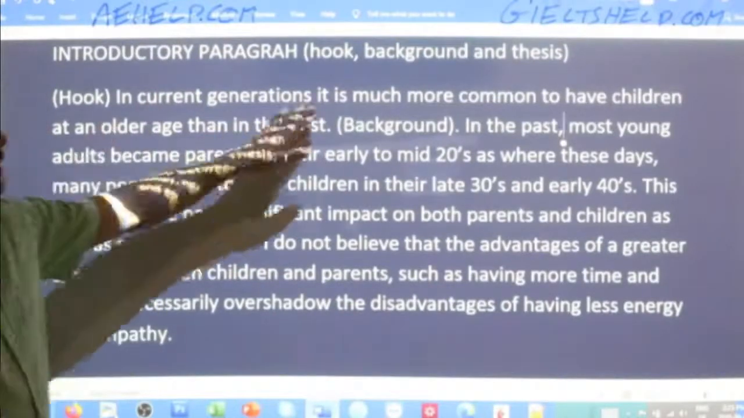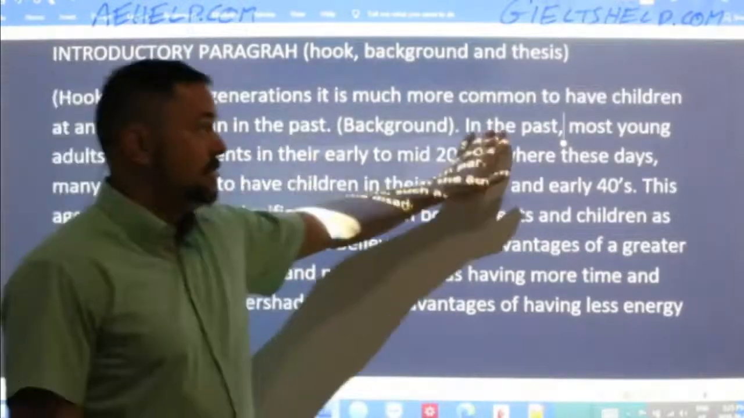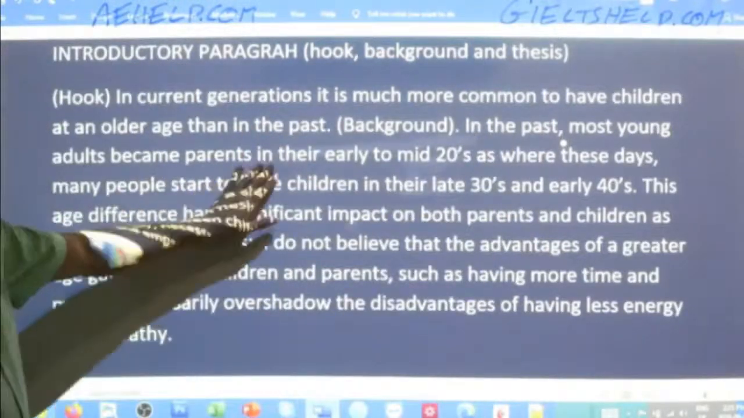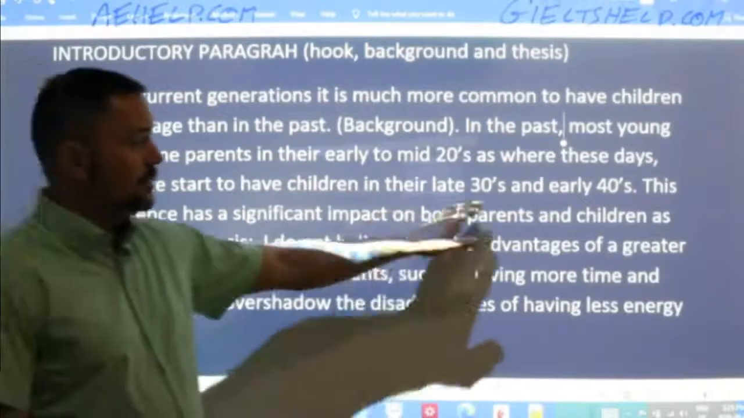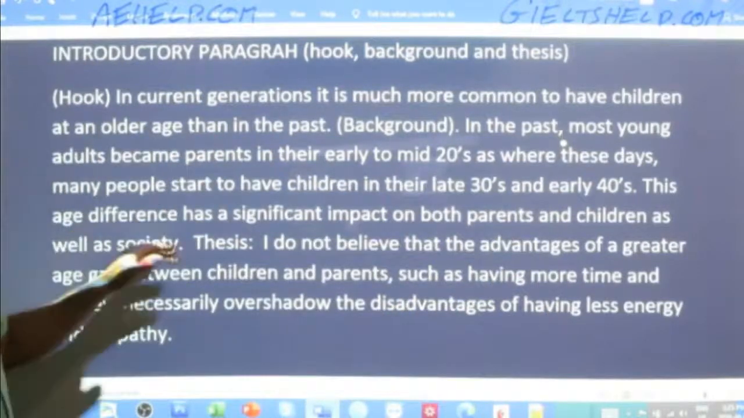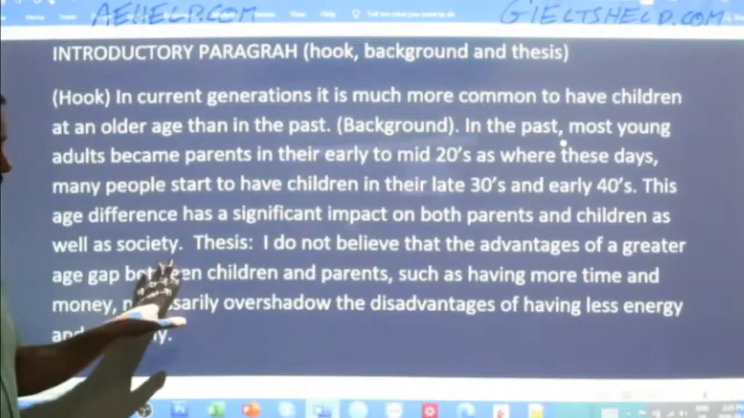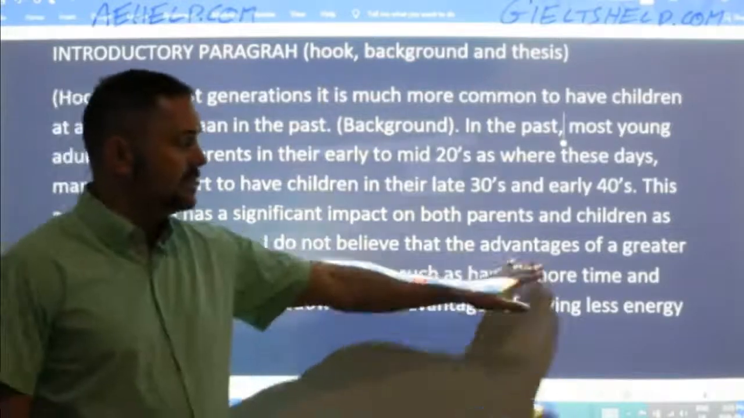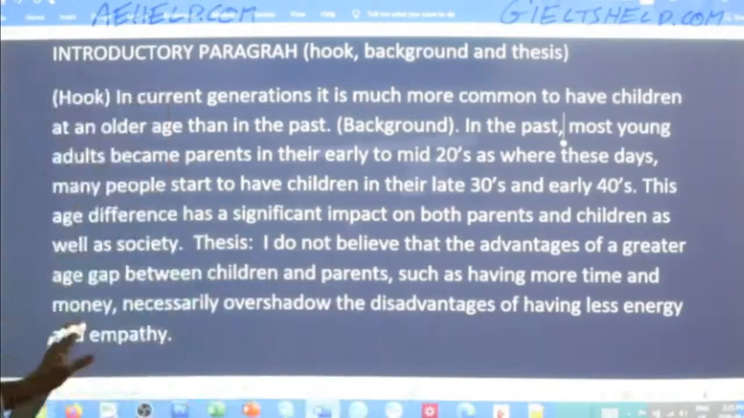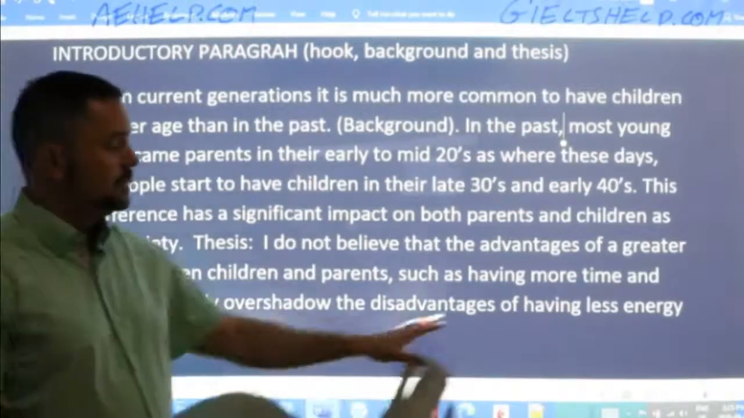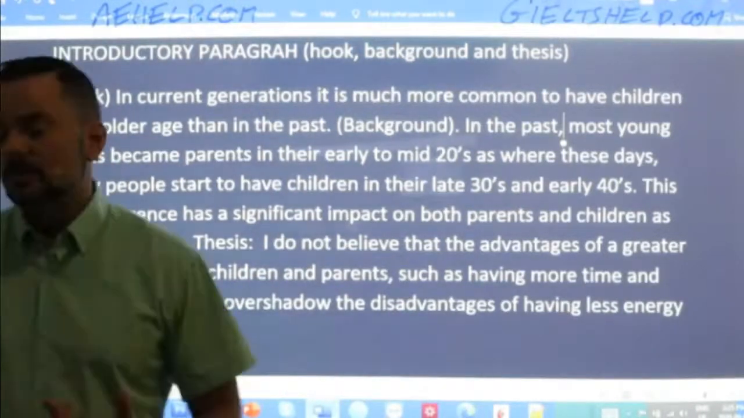In current generations, it is much more common to have children at an older age than in the past. In the past, most young adults became parents in their early to mid 20s, as where these days many people start to have children in their late 30s and early 40s. This age difference has a significant impact on both parents and children, as well as society. I do not believe that the advantages of a greater age gap between children and parents, such as having more time and money, necessarily overshadow the disadvantages of having less energy and empathy. All right, so does that make sense?